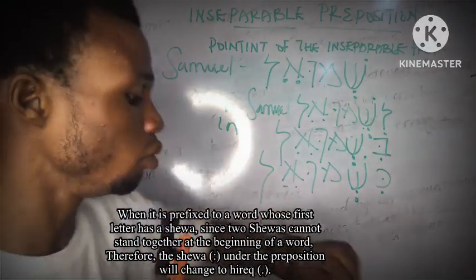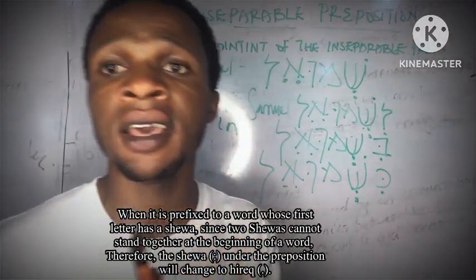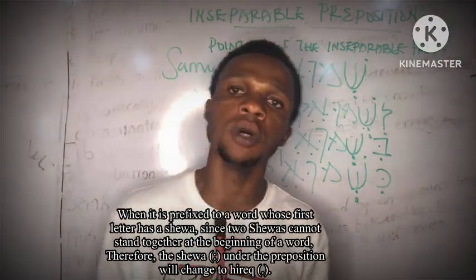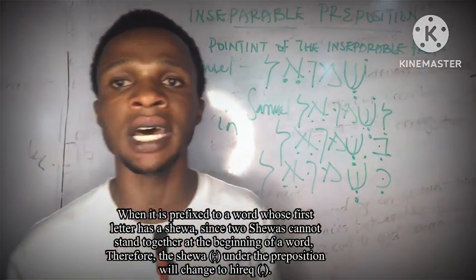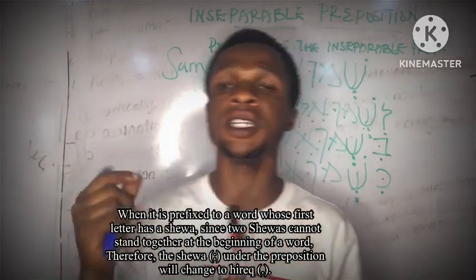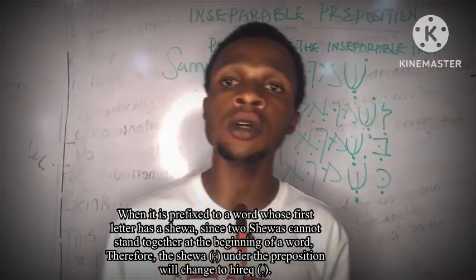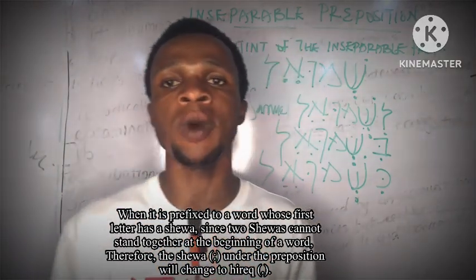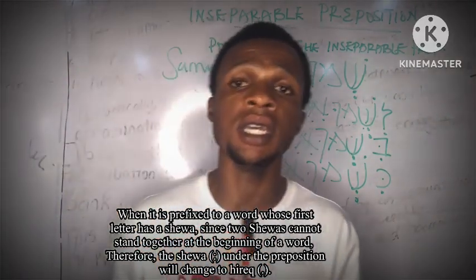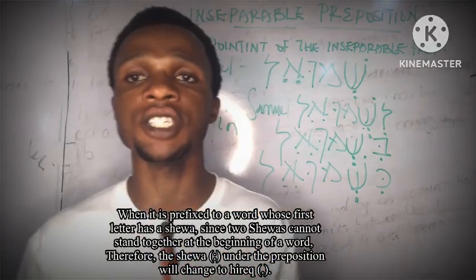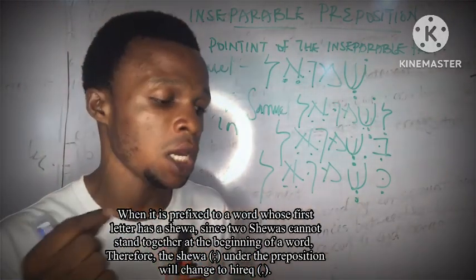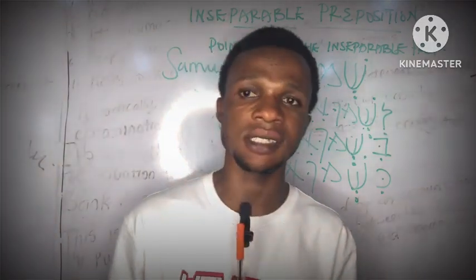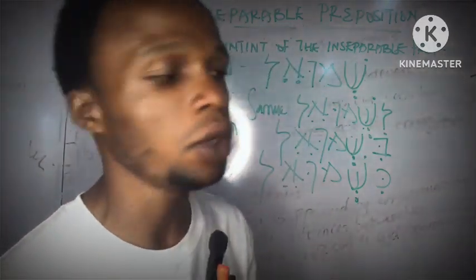So that is the rule. Don't forget that the rule states that if you are to attach your inseparable preposition to any word that already has a shewa at the beginning of it, you don't stress yourself by adding a shewa to the preposition again. What do you do? You change that shewa under the preposition into a short hireq, which is short e. Just as simple as that. So in the next video, I'm going to explain the next rule.